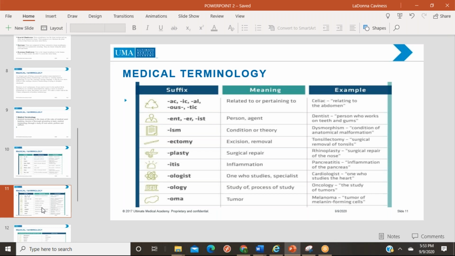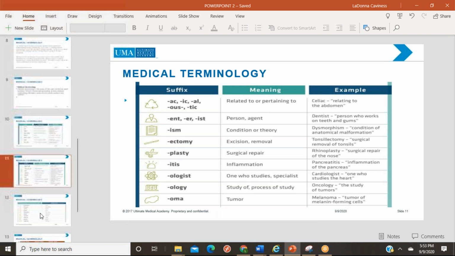This is a really common one. ITIS, or itis, which is inflammation. Example of that would be a pancreatitis, okay? Ologist, one who studies or specializes in something. So that would be like a cardiologist or a neurologist and so on and so forth. Okay, and the last term we have here, or suffix, is oma, O-M-A, which means tumor. An example of usage would be melanoma. All right.